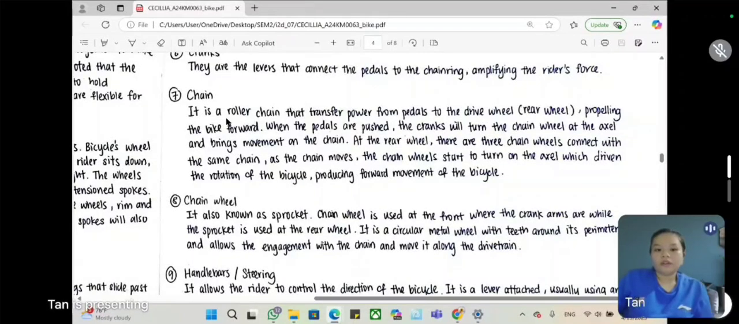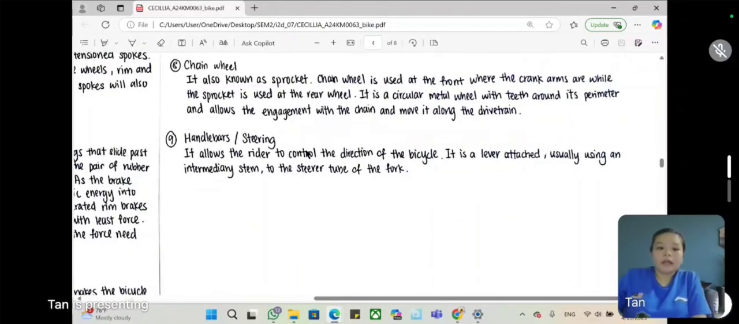And the chain is one of the important parts which transfers the power from the pedal to the driver wheel, which is the rear wheel, propelling the bike forward. At the rear wheel, there are three chain wheels connected with the same chain. As the chain moves, the chain wheels start to turn on the axle, which drives the rotation of the wheel, producing forward movement of the bicycle. And the steering allows the rider to control the direction of the bicycle.